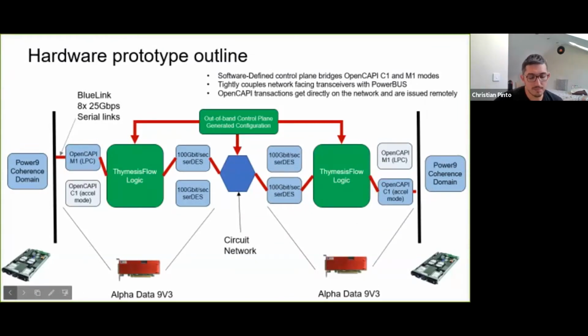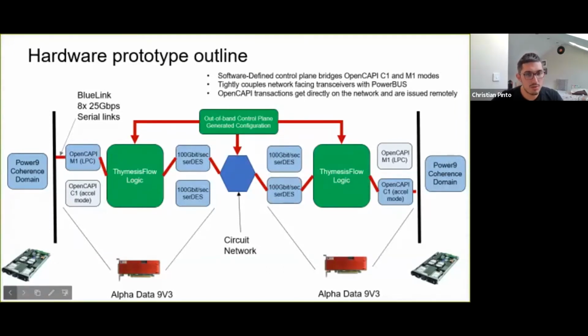So essentially, in a nutshell, what we are doing is bridging the OpenCAPI M1 mode on one machine with the OpenCAPI C1 mode on the other machine. Now, the OpenCAPI M1 mode, also called LPC, lowest point of coherence, makes it so that an OpenCAPI accelerator, an OpenCAPI device, is materialized as just a window in the physical address space of the machine.